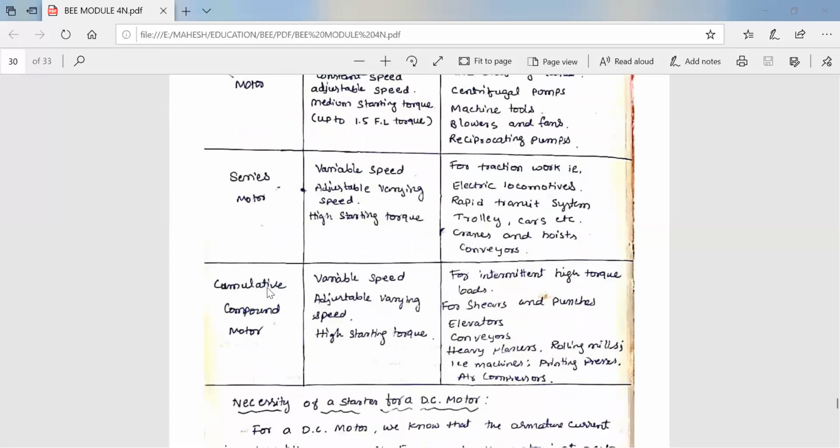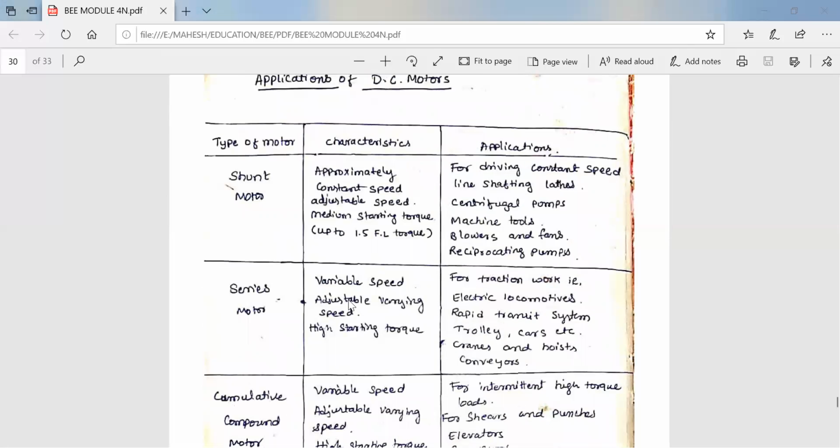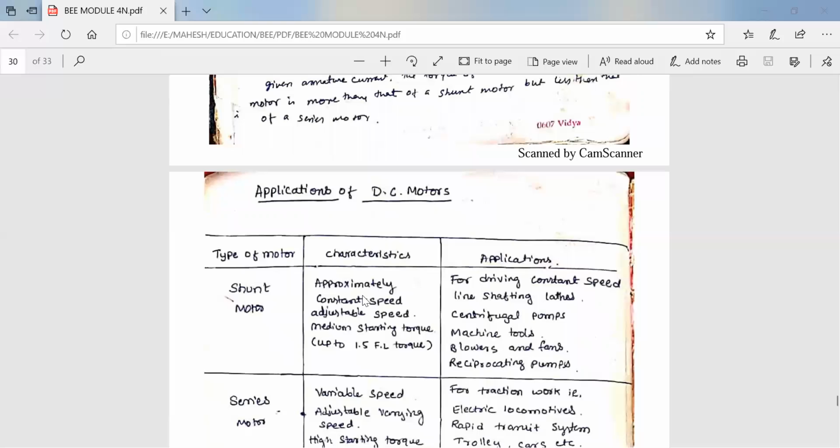And last is the cumulative compound motor. It possesses the same characteristics as the series motor, variable speed and high starting torque. Based on these characteristics they are also used in conveyors, elevators, rolling mills, printing presses, etc. So this is all about DC motors. In this session we have seen different types of DC motors, the characteristics of the shunt motor and series motor, and lastly the applications.